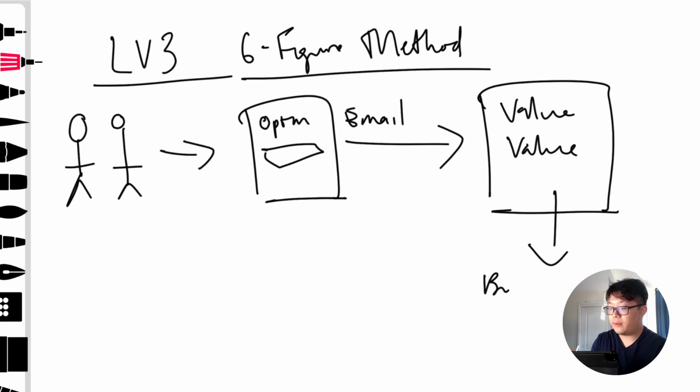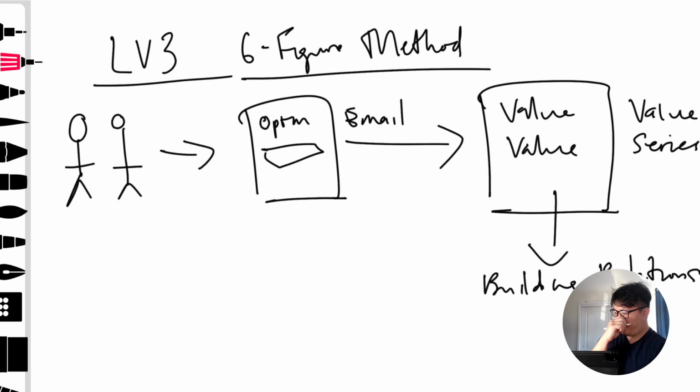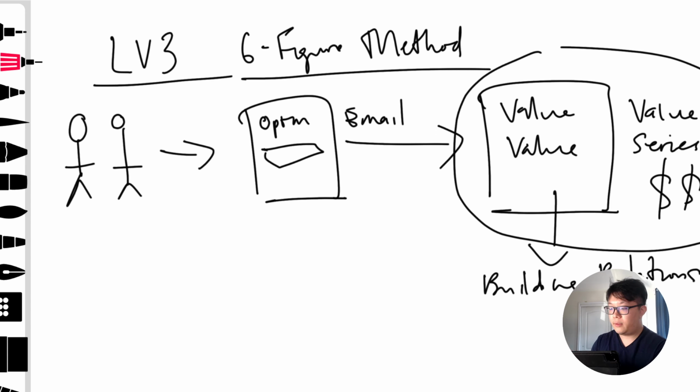Here, you're building a relationship with your customers, with your potential customers. Here, you're giving them tips and tricks. And this is called the value series. All right. This is the gold mine. This can be done in forms of video, in forms of blogs, and in forms of podcasts. That all can be done.